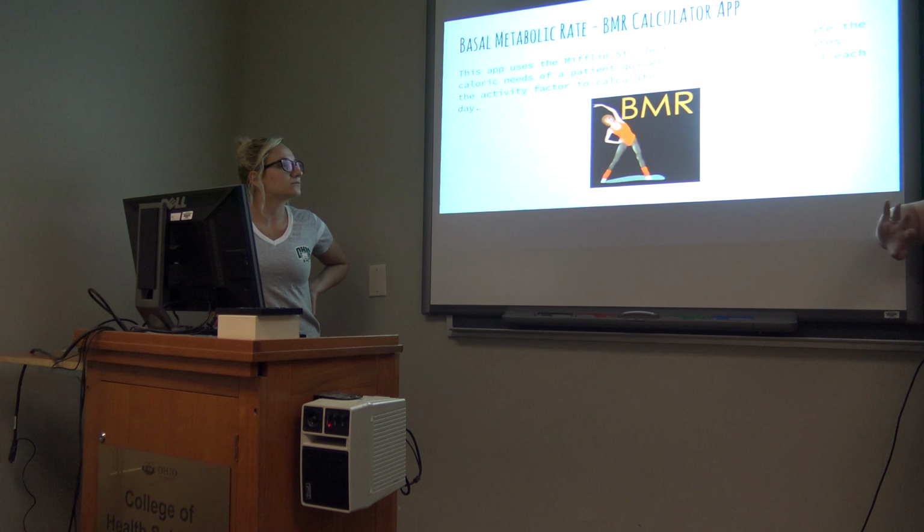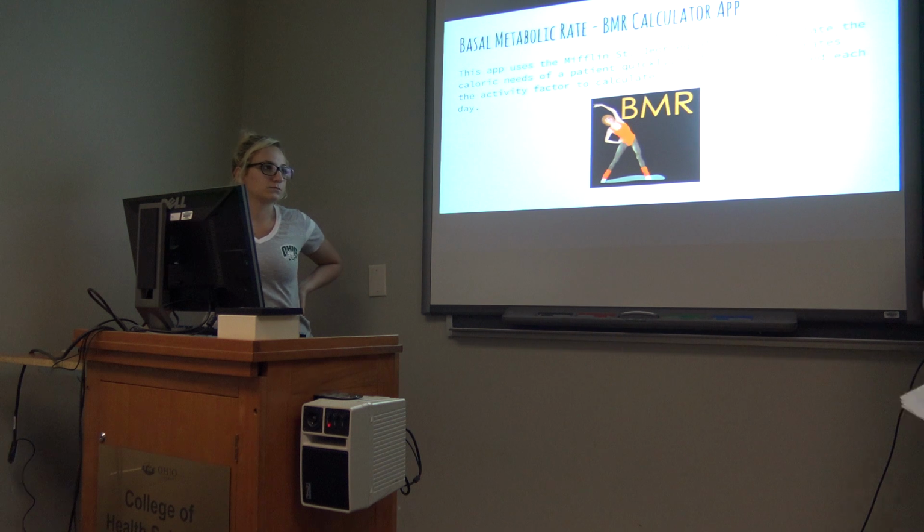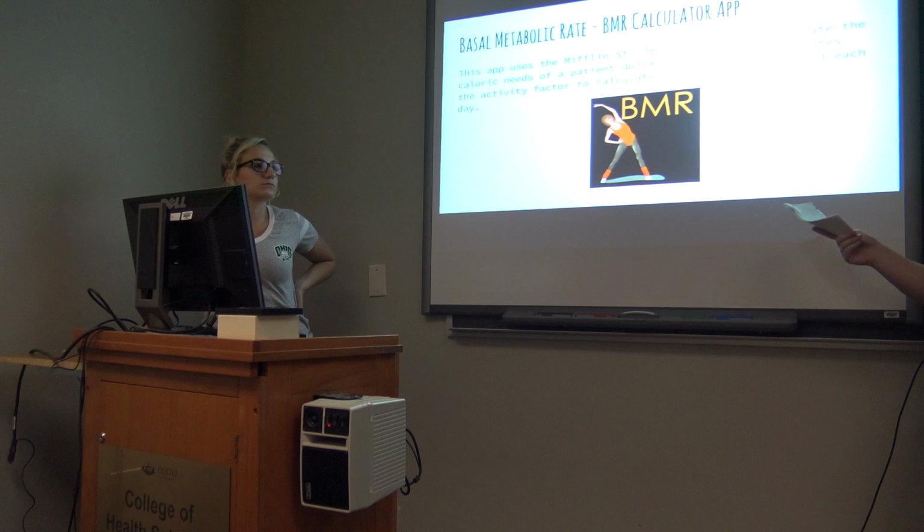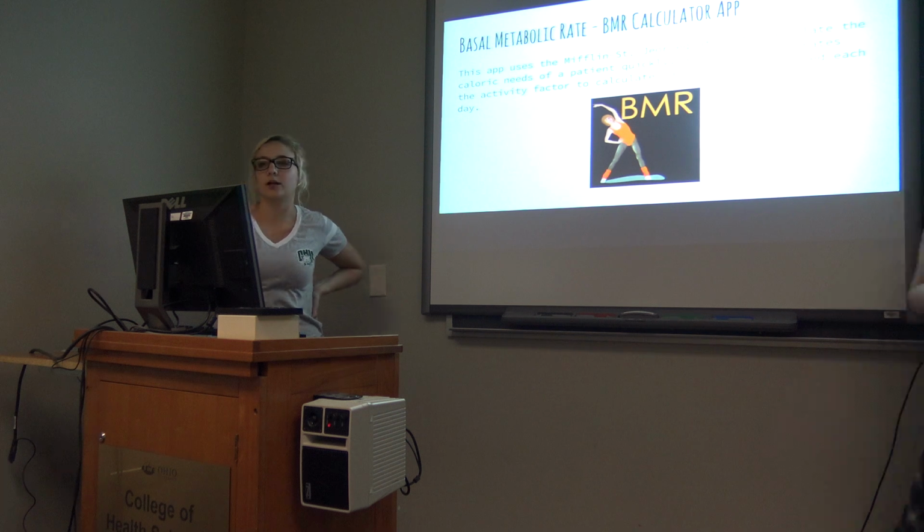And this app also tells you the activity factors. So let's say you work out 3 to 5 times a week, you'd be moderately active, and you would need a little bit more calories to keep yourself going. This app requires that, so we decided this was the best one when we were looking some up because it tells you that there. So your basal metabolic rate is the amount of calories your body needs to just be still and basically survive.